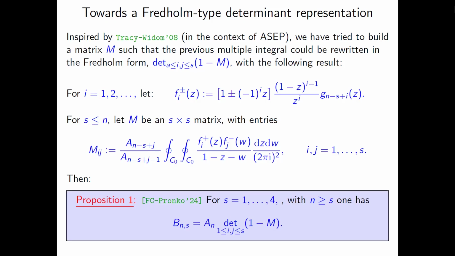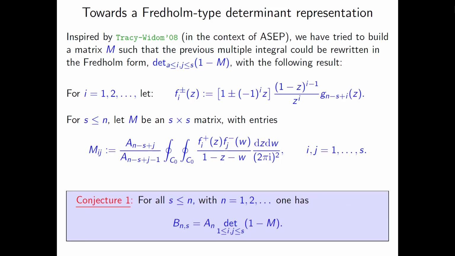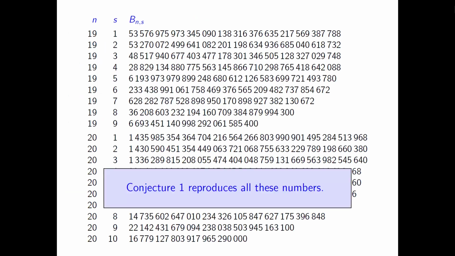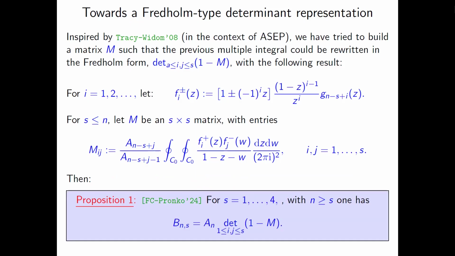When you have a determinant of 1 minus something, you can expand in terms of traces and combinations of powers of traces. When you have your integral, you have 2 poles essentially, so you can expand it according to the number of residues you compute with respect to one pole or the other pole. Then you make some identification, and for S equal 1, 2, 3, 4, this identification allowed us to build this matrix. And now our bold conjecture is that this holds for any S and any N. Sorry, the proposition is for S equal 1 to 4, but for any N.